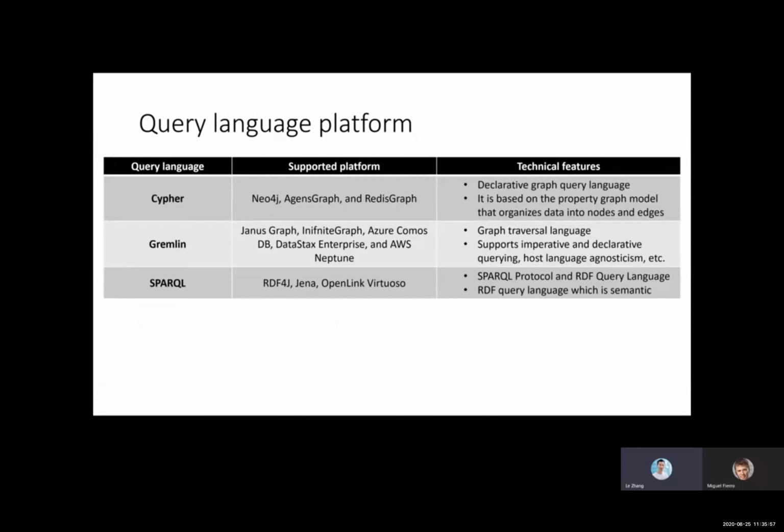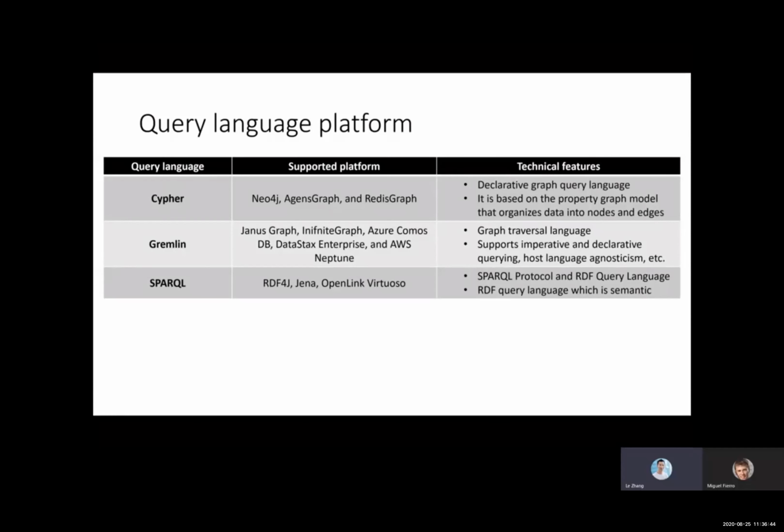Yeah. So in the next slide, let's review some of the supported platforms for the 3 different query languages. We know that in the industry, we have different platforms that can support the query languages for industry-level development. Cypher is supported by Neo4j, and I don't think I need to cover too much about Neo4j because it's super well known, and a lot of people in the community are using it. Also AgensGraph and RedisGraph support the Cypher query language.